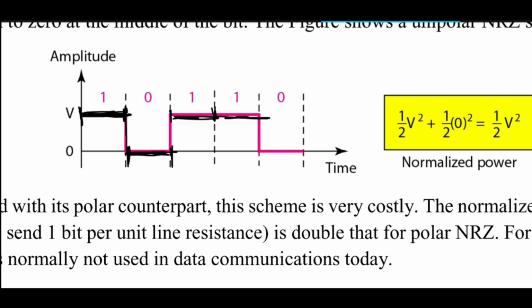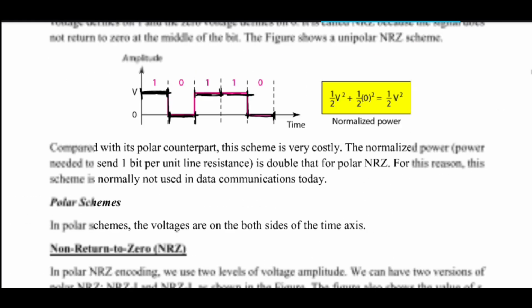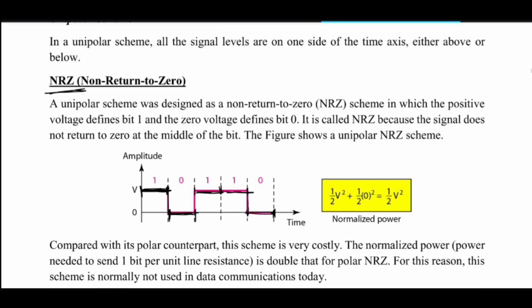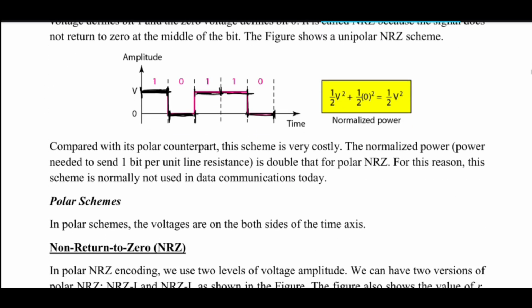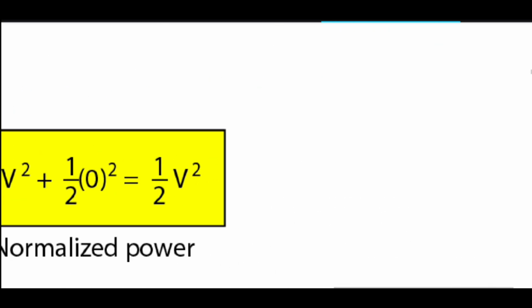Then again 0 maintains the lower level. This is the start and this is the end. This is our non-return to zero in unipolar. You can take another example, with some time frames.